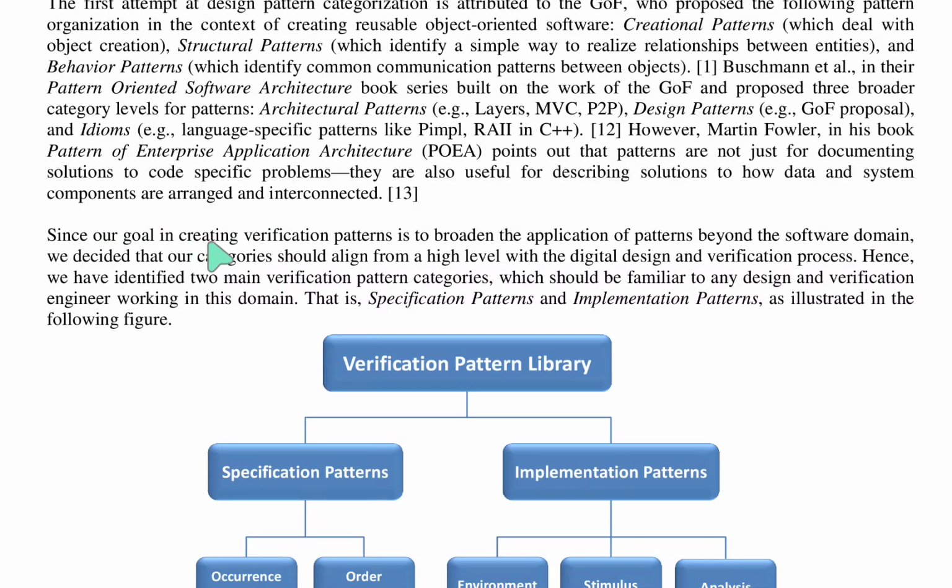Since our goal in creating verification patterns is to broaden the application of patterns beyond the software domain, we decided our categories should align from a high level with the digital design and verification process. Hence, we have identified two main verification pattern categories, which should be familiar to any design and verification engineer working in this domain. That is, specification patterns and implementation patterns, as illustrated in the following figure.